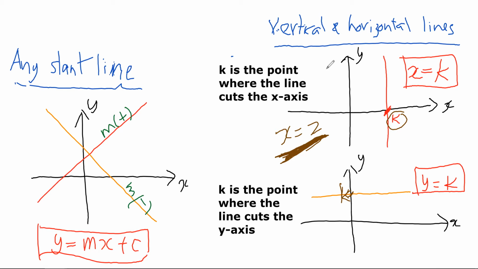And similarly for any horizontal line, when you say y equals, what stays the same? The y coordinate stays the same. X can go anywhere it wants, but the y has to stay the same. And you say what that y needs to be. Y equals say 3 means it's the line crossing the y-axis at 3. So the y coordinate of all the points on that line is 3, right?